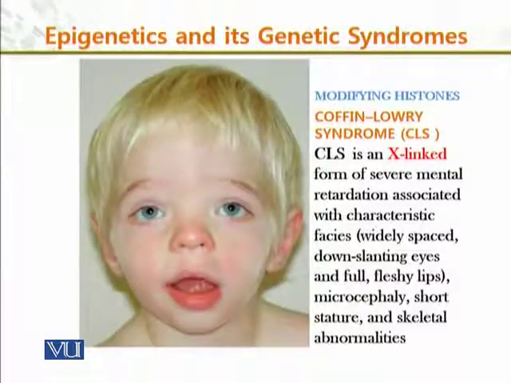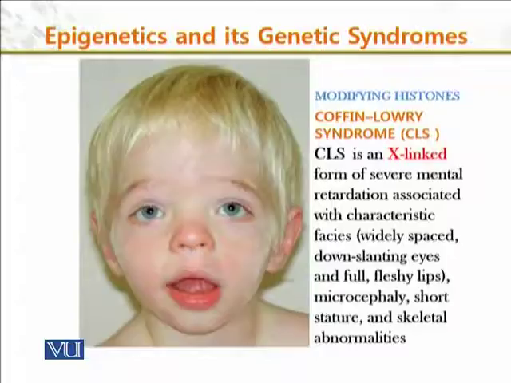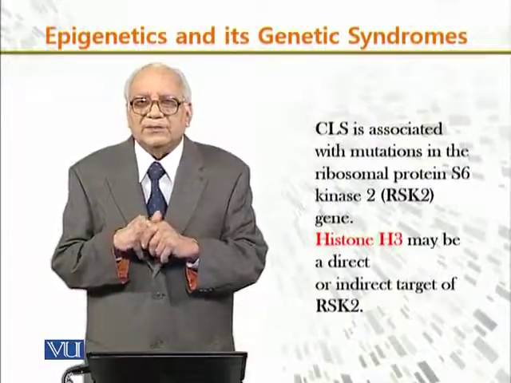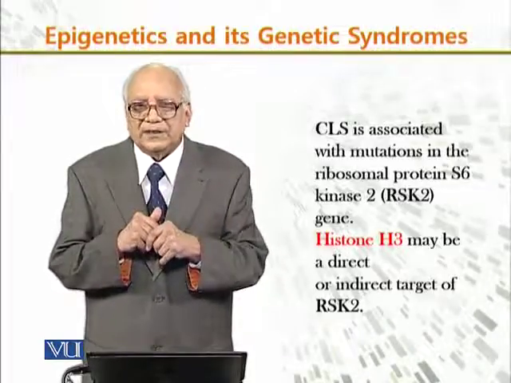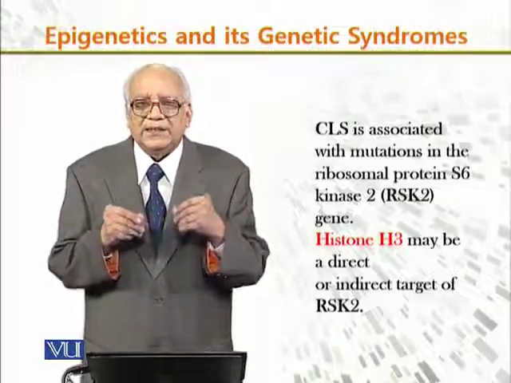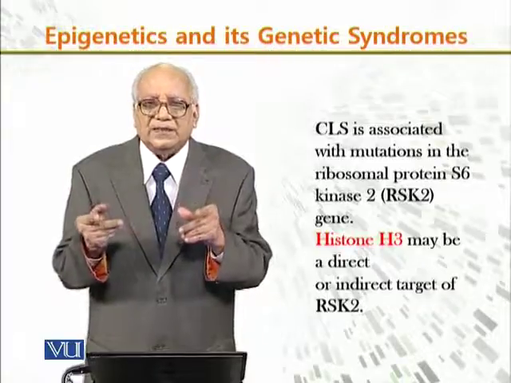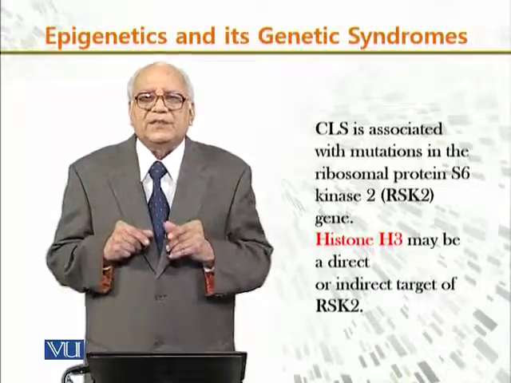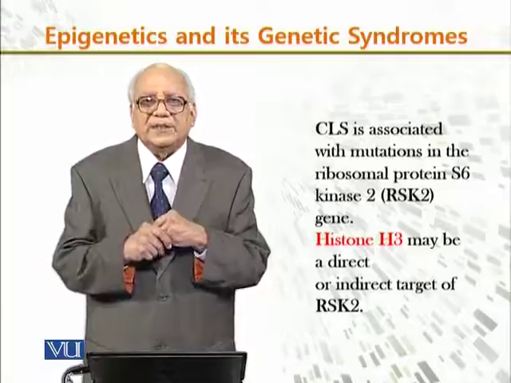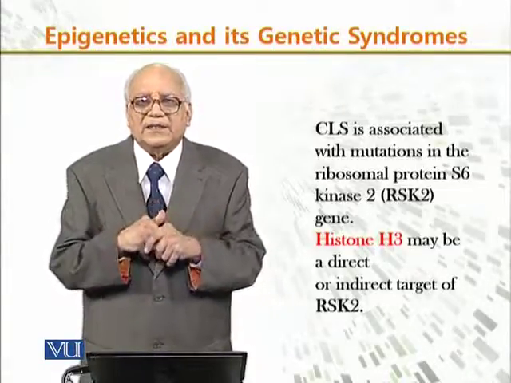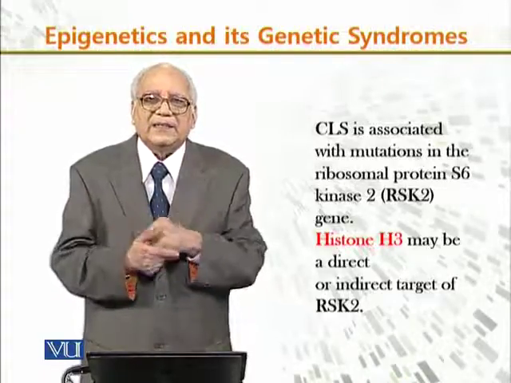Now, there is another modification of histones, Coffin-Lowry syndrome, CLS. CLS is an X-linked form of severe mental retardation, associated with characteristic faces. The face is characteristic, with widely opened eyes, jaws, microcephaly, and all these. CLS is associated with mutation in the ribosomal protein S6 kinase gene, and histone H3 may be an indirect target of RSK2. What does RSK2 do? It modifies histone H3. So we saw in this presentation how different forms of genetic inherited diseases can be studied and diagnosed.